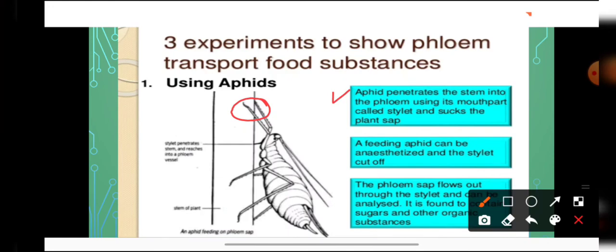And when it is analyzed, it is found that in this phloem sap, sugars and other organic substances are present. So this also proves that it is the phloem through which the translocation is taking place. So these are the various experiments which were performed to prove that it is the phloem through which translocation happens.